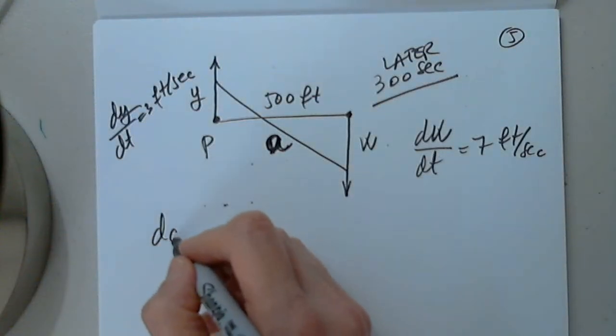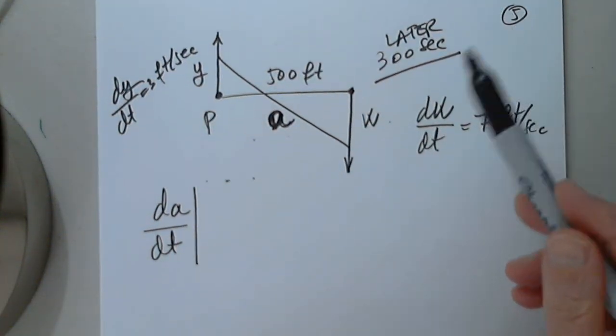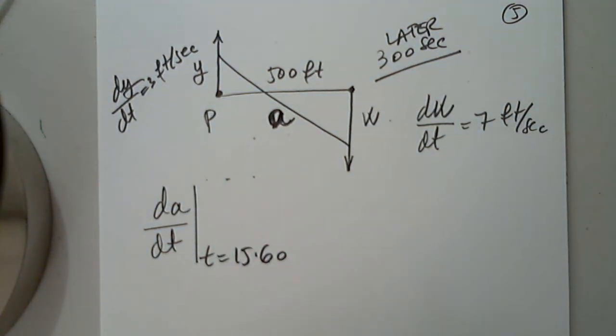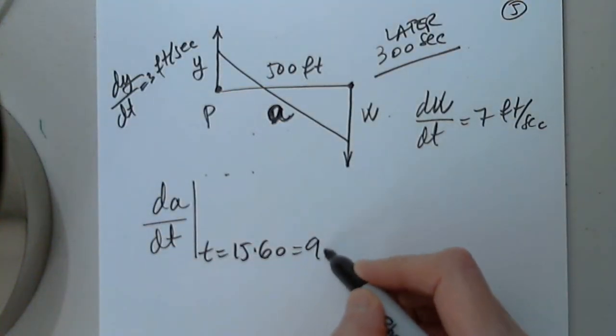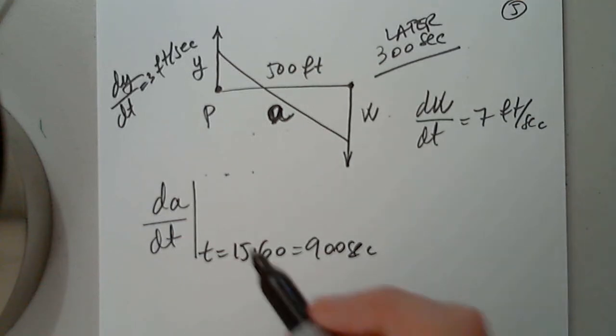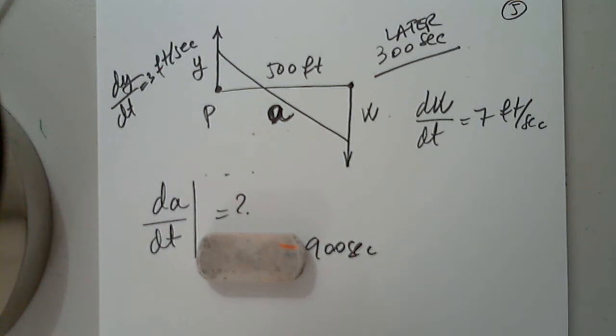So we're asked to find dA over dt when t equals 15 times 60. Remember, everything has to be in seconds. So this is 900. Okay, so that's our question. And we know that this cannot come into play till the very end.